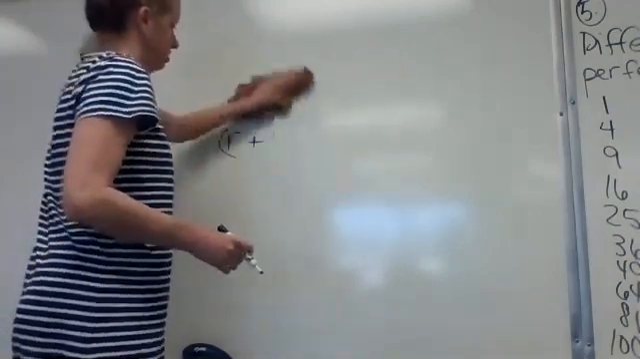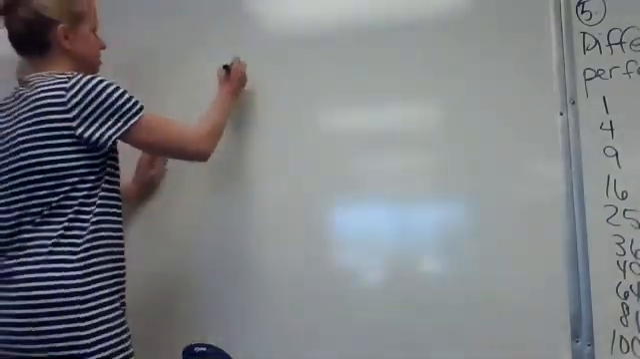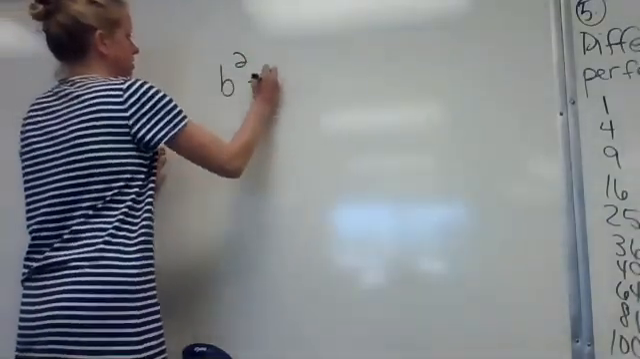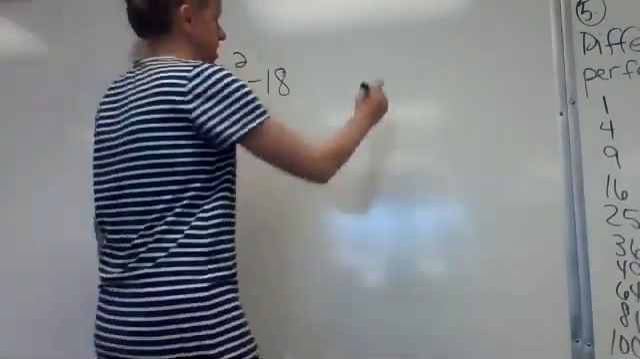Right, number 3. B squared minus 18. I'm going to do 3 and 4 together. A squared plus 16.